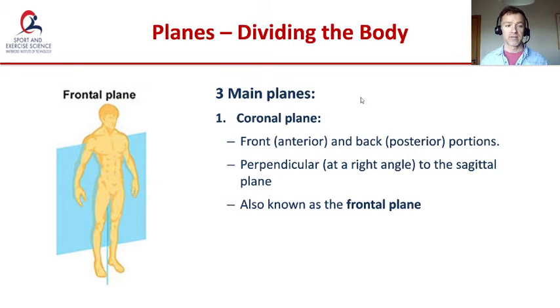The second plane that we have to divide the body is called the coronal or frontal plane. It's easier to probably understand with the frontal plane as its name. It divides the body into front and back. Specifically, they're known as anterior and posterior portions. Okay, this plane runs at a perpendicular or right angle to the sagittal plane. And as I said, there's two names. It's often called the coronal plane or the frontal plane. It divides the body into front anterior and back posterior portions.